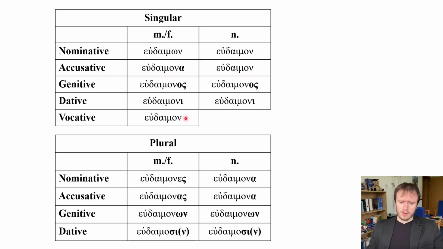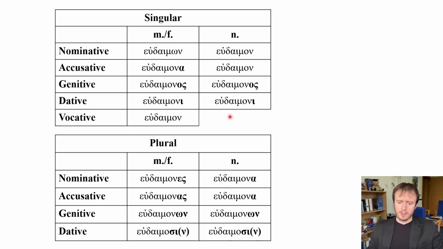One of those is that we do have a unique masculine/feminine vocative singular form, just like we do for 3a nouns. There, the vocative singular form of some 3a nouns is a shortened version of the nominative singular form. And so we have that here as well. We've got a vocative singular form ending in -on rather than one ending in -on. The omega has been shortened to omicron in the masculine/feminine vocative singular form.